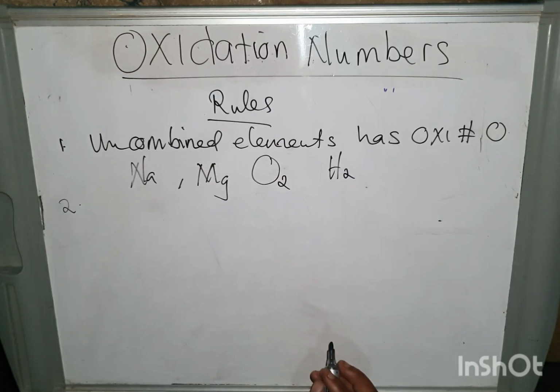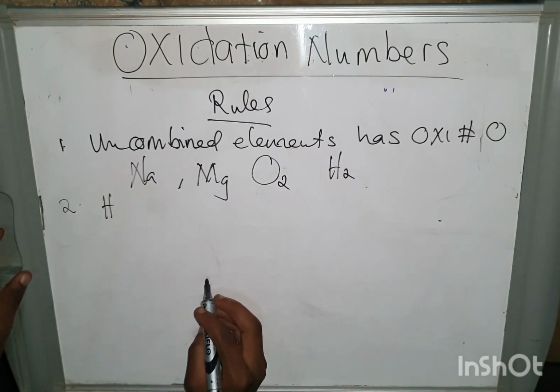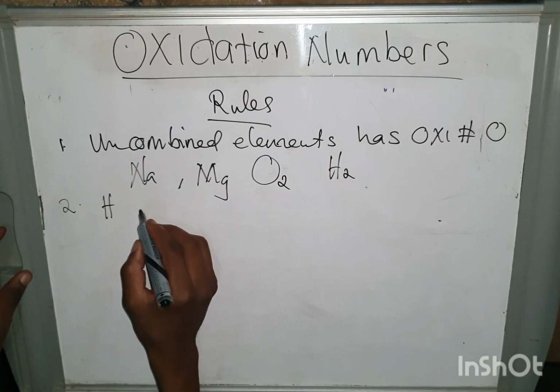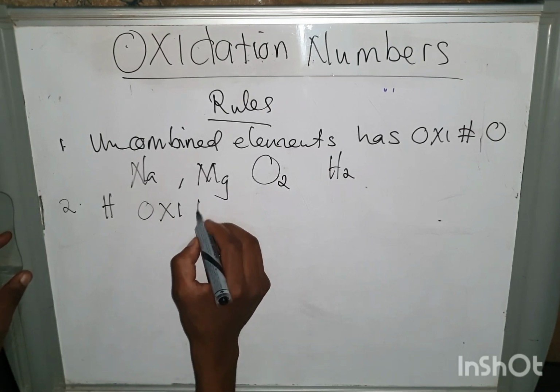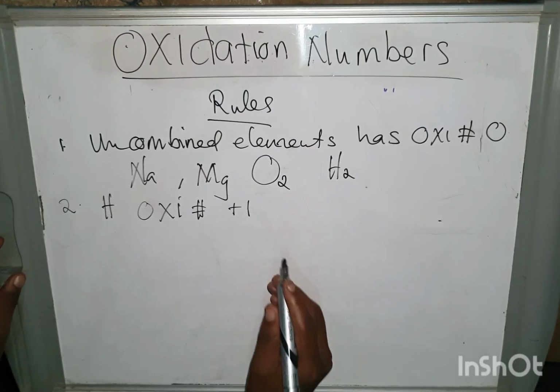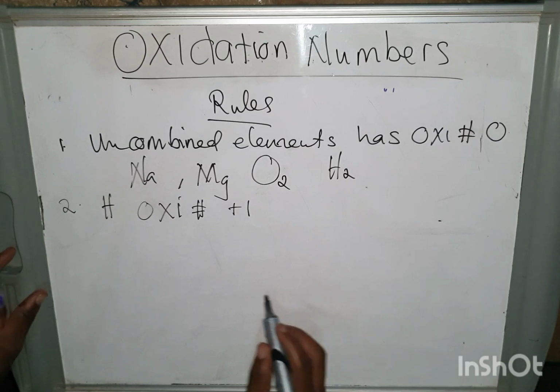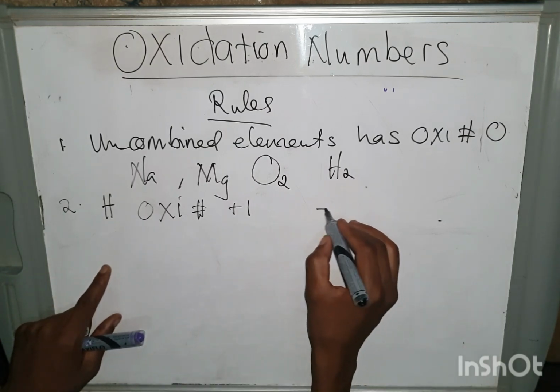Then rule number 2, we talk about hydrogen. Hydrogen has the oxidation number of positive 1. There are a few exceptions for metal hydrides, where the oxidation number for hydrogen becomes negative 1.